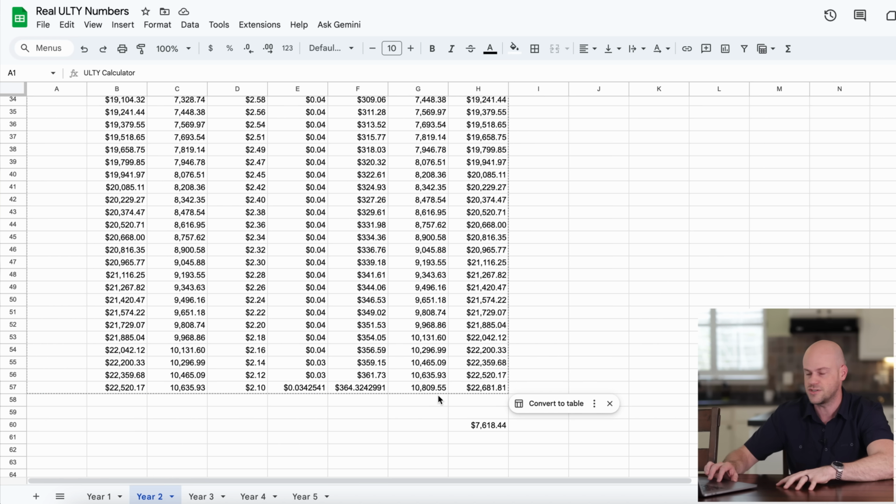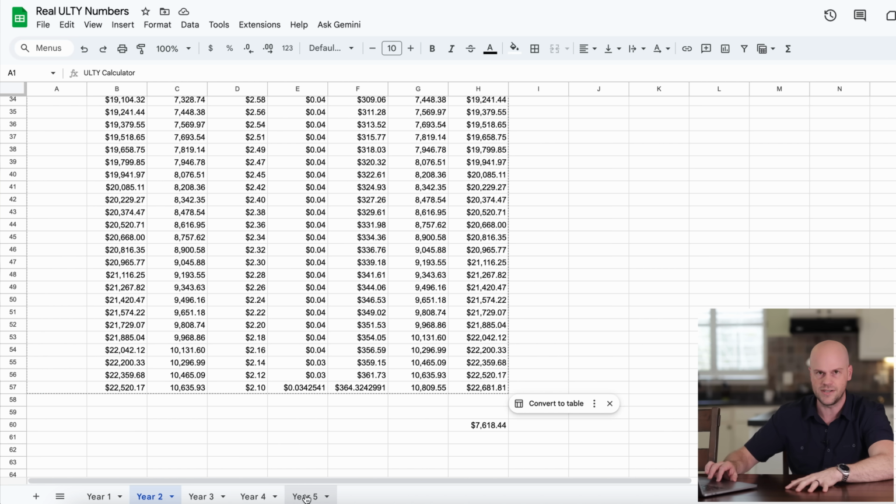But even with all those numbers continually degrading and going down, we're sitting at $22,681 after year 2. Now, I don't know about you guys, but I think that's a pretty amazing investment. This year alone made $7,618. Now, I could bore you with going year by year, but I think you guys are getting the idea.